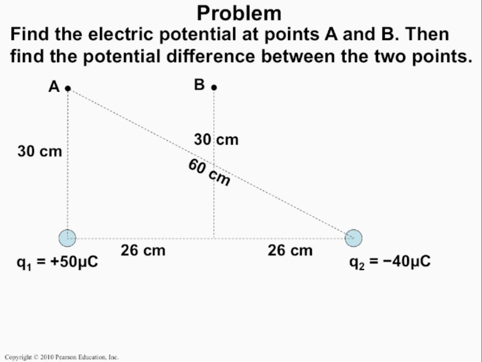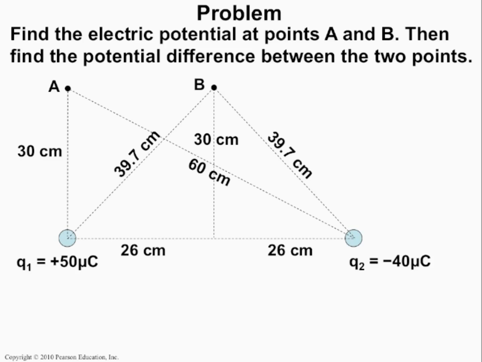Now we also need to know the distance from B to each charge, Q1 and Q2. And since we can see that we're dealing with an equidistant point, right, 26 on either side, well, if it's 39.7 centimeters on that side, again, simply using the Pythagorean theorem, then it's also 39.7 centimeters on the other side.